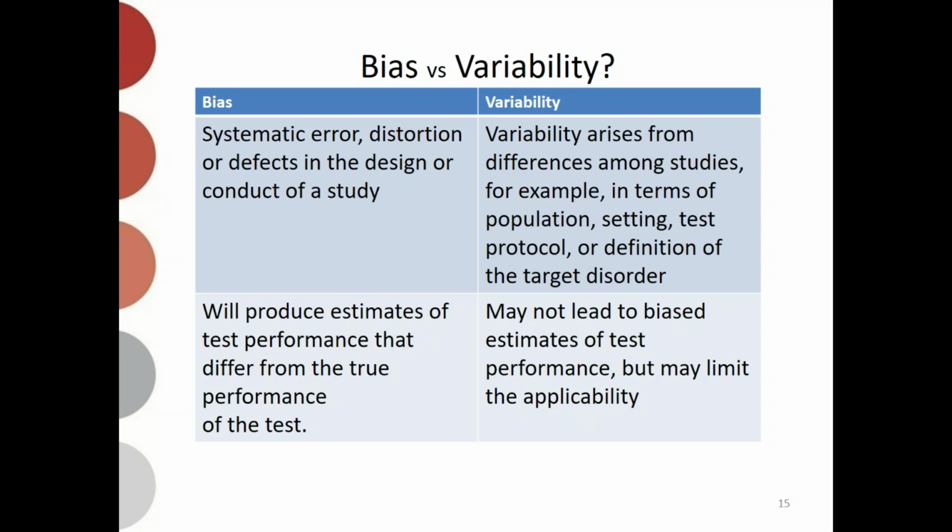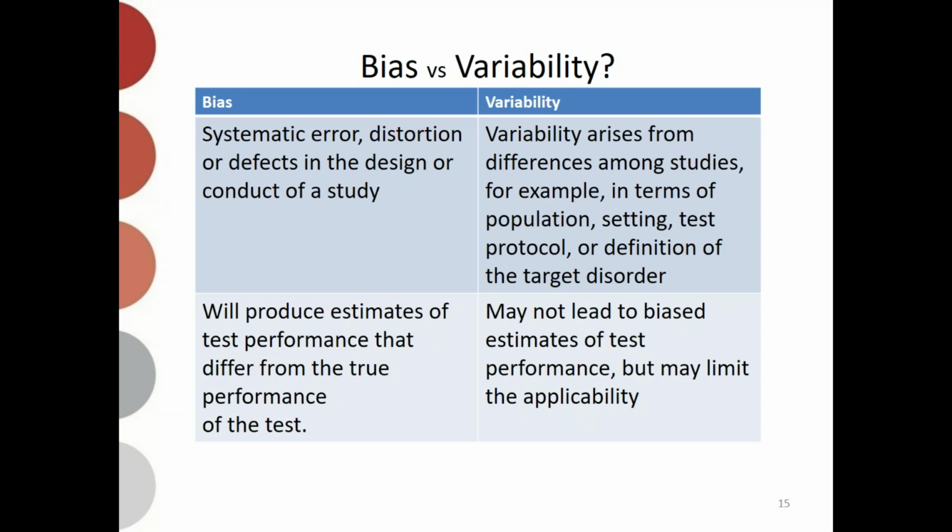Now, bias is the systematic error or distortion or defects in the design or conduct of a study, and variability arises from inherent differences in population, settings, test protocol, and so forth. If you fail to properly account for variability, you introduce bias. For example, in a population, there are definitely inherent differences, but if you fail to mitigate this, for example, by doing proper sampling, you'll introduce bias into your study.